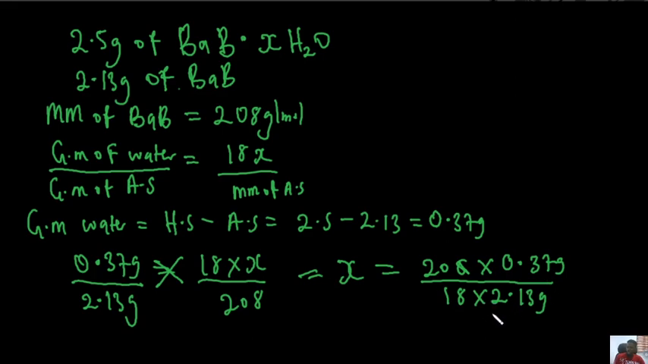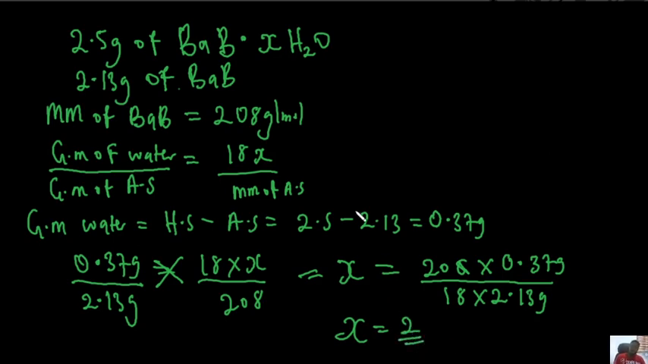I did that straight up, so you can do that. So you have 0.37 multiplied by 208, divided by your 18 multiplied by 2.13. And when you do that, your answer is going to be 2.0007. So X is approximately 2.